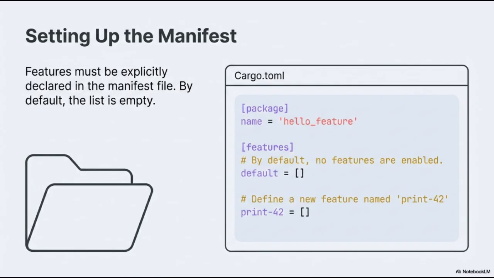We have also defined a custom feature named print42 by adding it as a key with an empty list of dependencies. This explicit declaration is a requirement before any feature can be utilized in your source code or conditional compilation blocks.